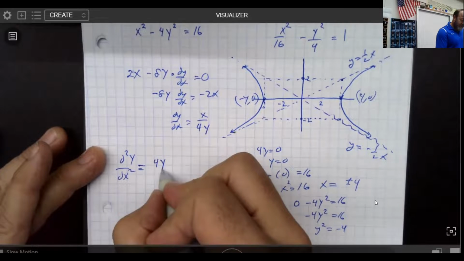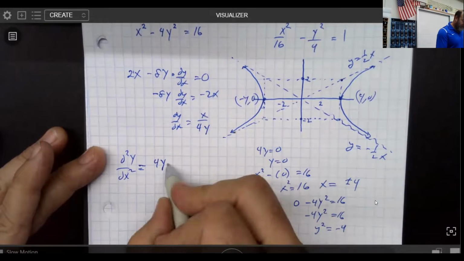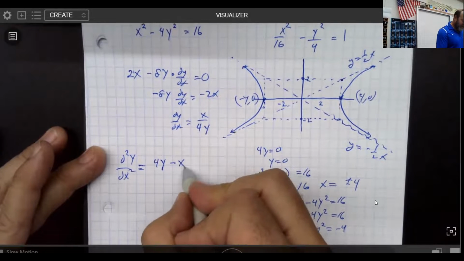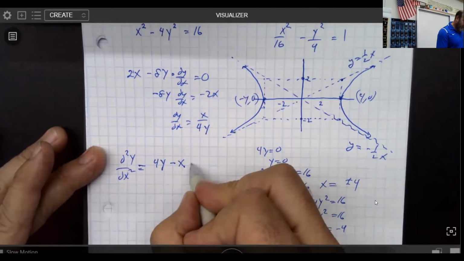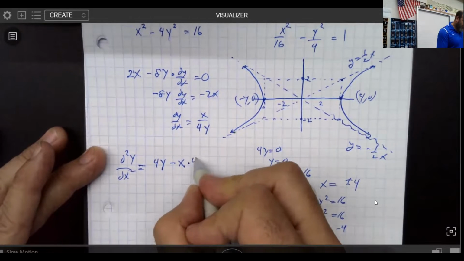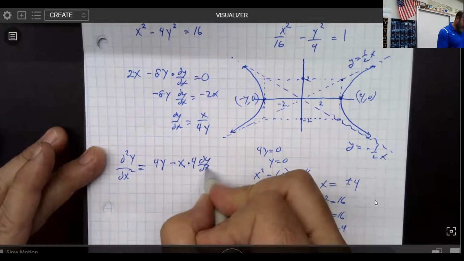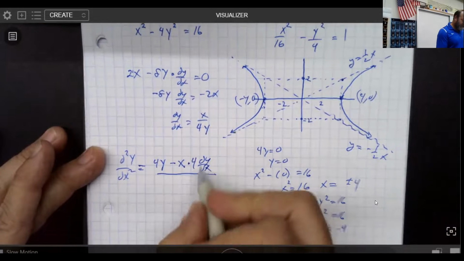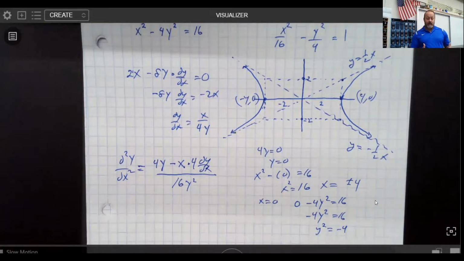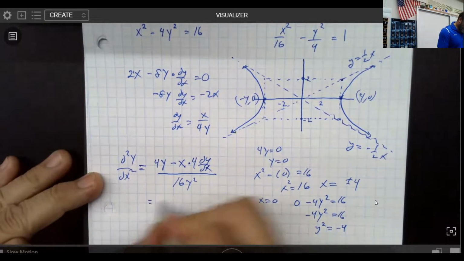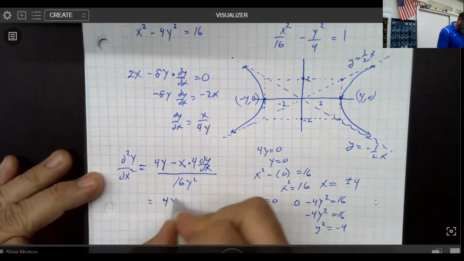Let's do low d high, which of course is 1, minus high d low. Now d low would be 4y prime, or 4 dy/dx, all over the square of what's below. Now, that doesn't seem like that big of a deal, but we do have a little something we should do now. Because we have 4y minus 4x.